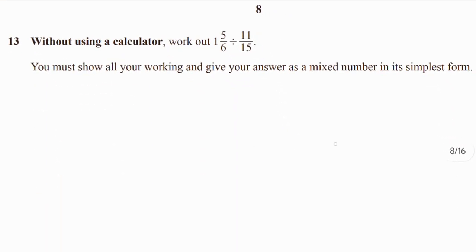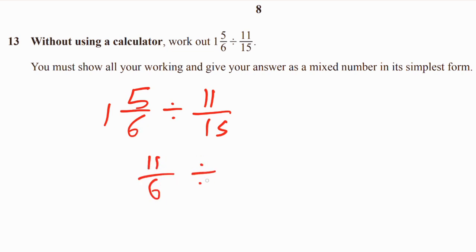Without using a calculator. Okay, so this is basically given the mixed fraction. This is given a simple fraction. So we have values 1 and 5 over 6 divided by 11 over 15. So by 6, 1 times 6, 6 plus 5 is what? 11. 11 over 6 divided by 11 over 15. You can write down 11 over 6 and just use a reciprocal.